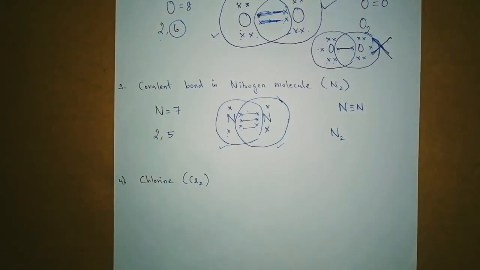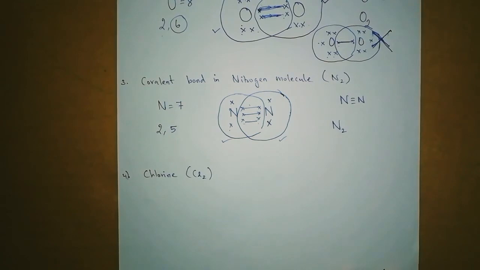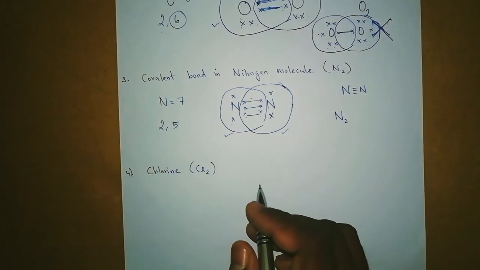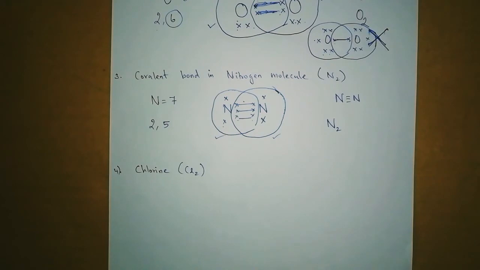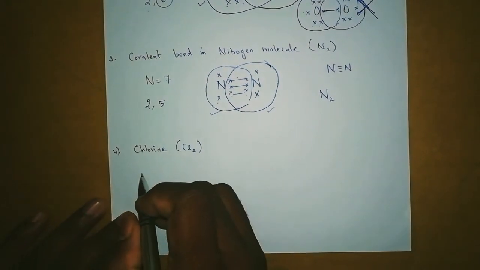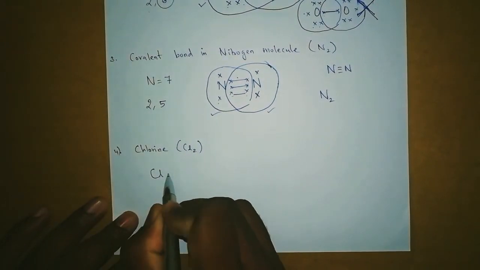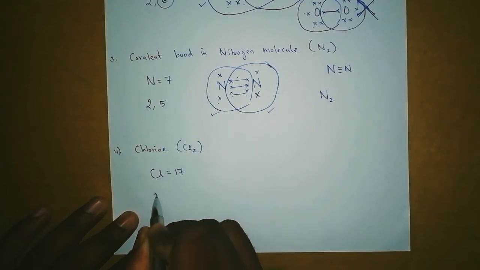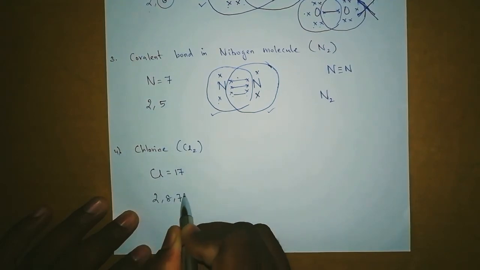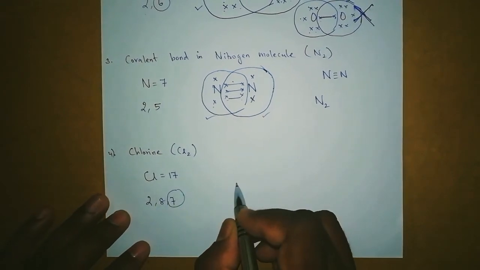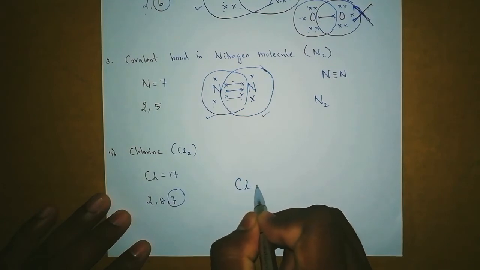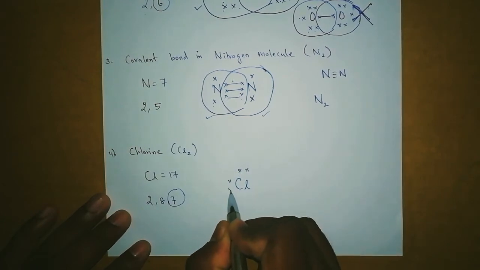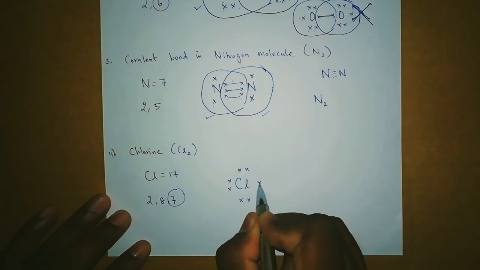One more example is there, and we are going to do it by ourselves. Chlorine atom. How can this chlorine combine with each other? Can everyone try chlorine by yourself? Let's do it together. Chlorine atomic number is 17, so the electronic configuration is 2, 8, 7. We need only the last shell, so take 7 electrons for chlorine: 1, 2, 3, 4, 5, 6, 7.